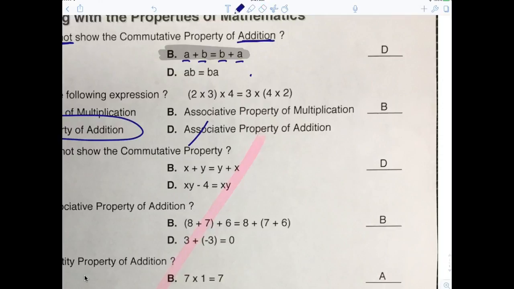All right, it would be 2 times 3 times 4 is equal to 2 times 3 times 4. So everybody just make that a note. All right, everybody write that up. That's the associative property of multiplication, not what they have written down. What they have written down is definitely wrong.